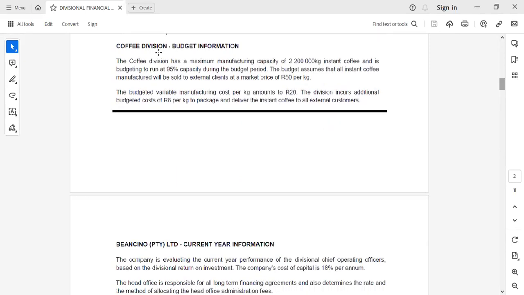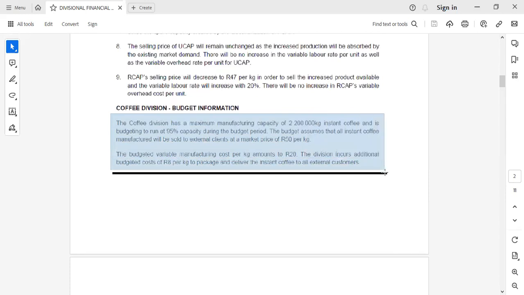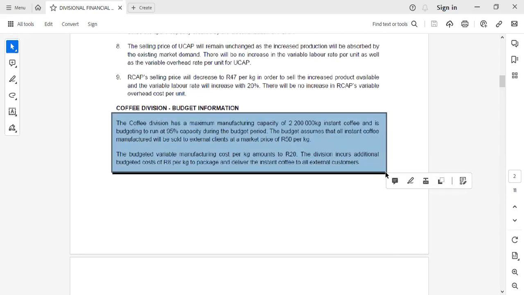This is the coffee division. The coffee division has a maximum capacity of 2,200 kg of instant coffee and is budgeted to run at 95% capacity during the budgeted period. The budget assumes that all instant coffee manufactured will be sold to external clients at a market price of 50 Rand per kg. The budgeted variable manufacturing cost per kg amounts to 20. The division incurs additional budgeted cost of 8 Rand per kg to package and deliver the instant coffee to all external suppliers.